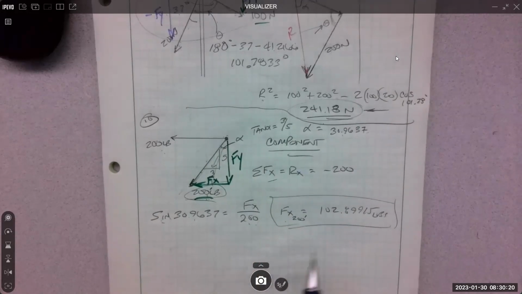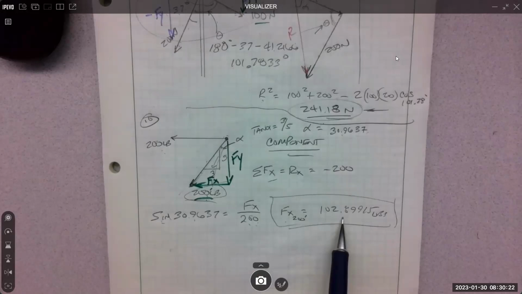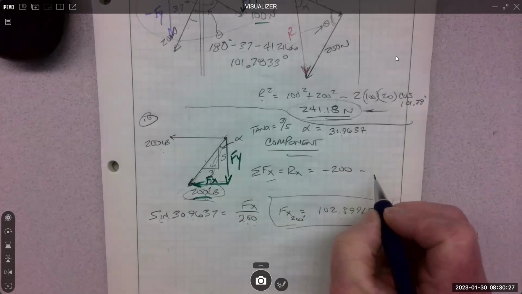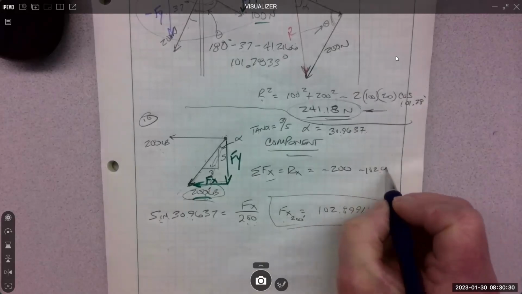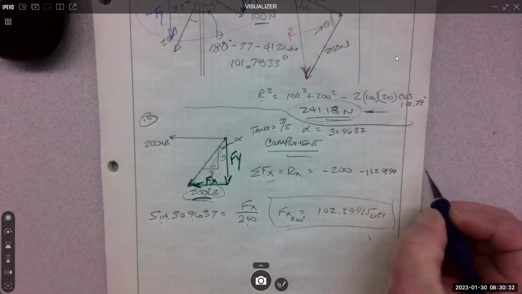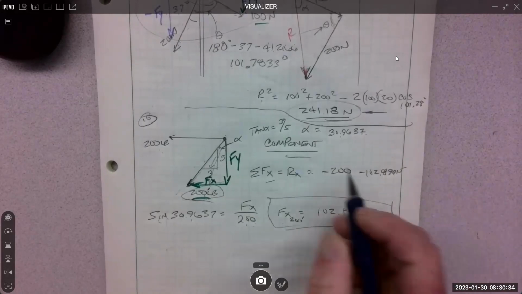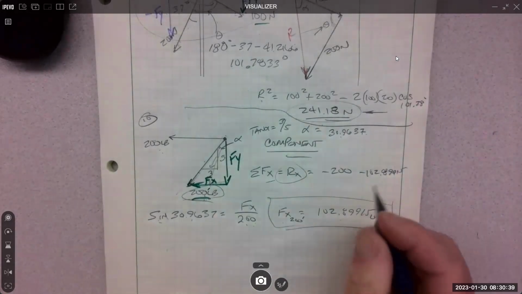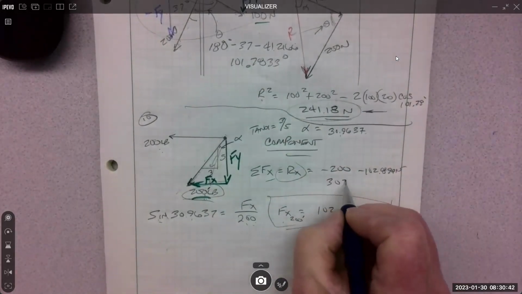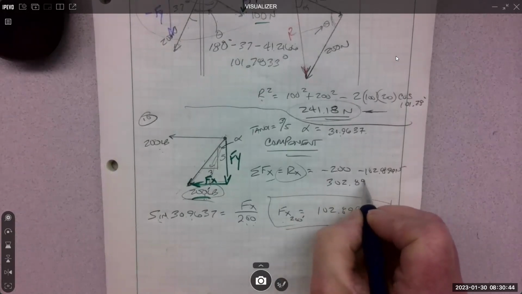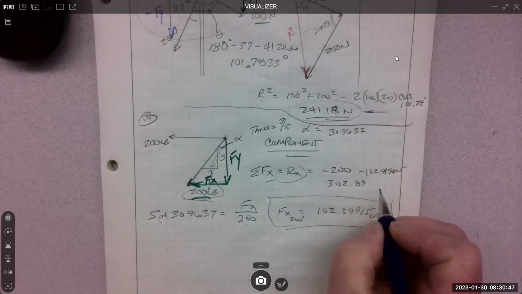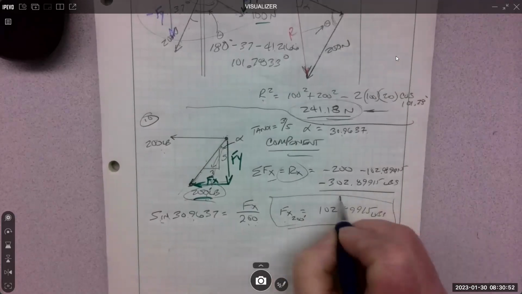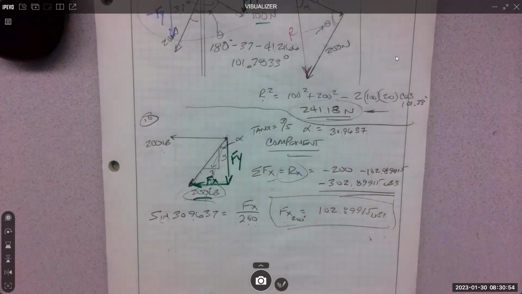How much force? That much force. All right, so it's negative. It's pointing in the negative direction. So I'll put it in my equation, 102.89915. And all that equals this resultant X effect. It's going to be 302.89. I'm just adding these in my head. Negative. That's the X effect.